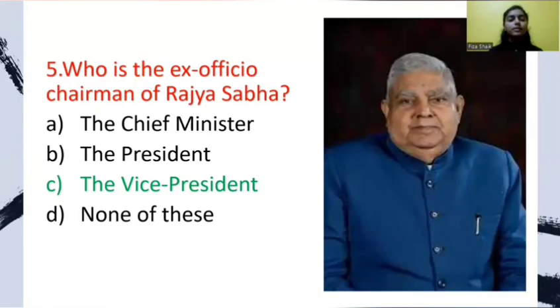Question number 5. Who is the ex-officio chairman of Rajya Sabha? Option A, the Chief Minister. Option B, the President. Option C, the Vice President. Option D, none of these. So the correct option is again the Vice President.